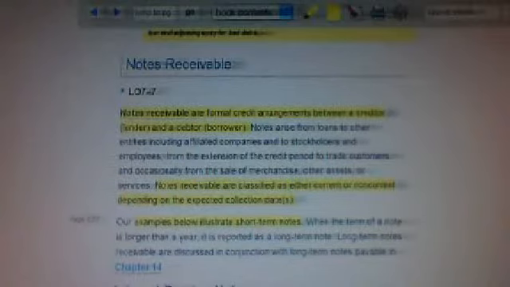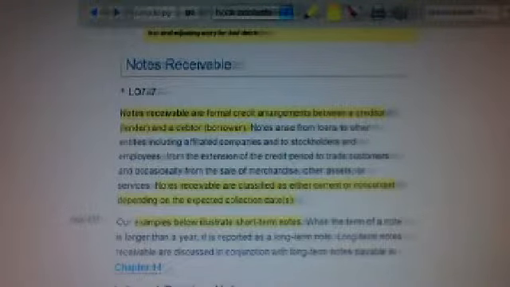Notes receivable are a formal credit arrangement between a creditor, which is also known as the lender, and a debtor, which is also known as the borrower. Notes receivable are classified either as current or non-current, depending on the expected collection date. So if it's current, we're talking a year or less. Our examples below will illustrate short-term notes, and then later on in the chapter we'll get into long-term notes.